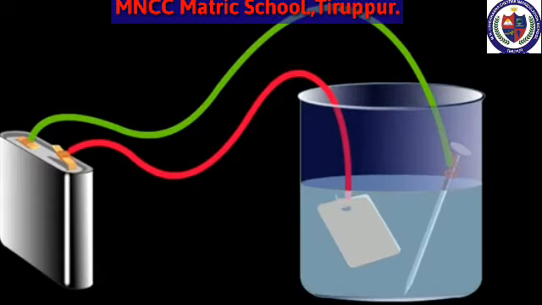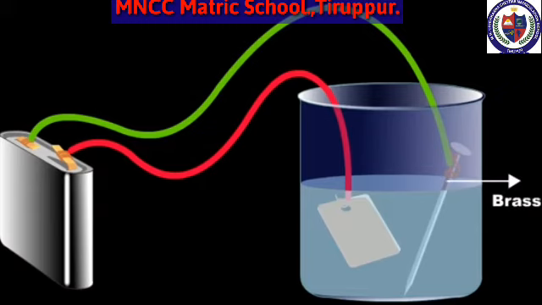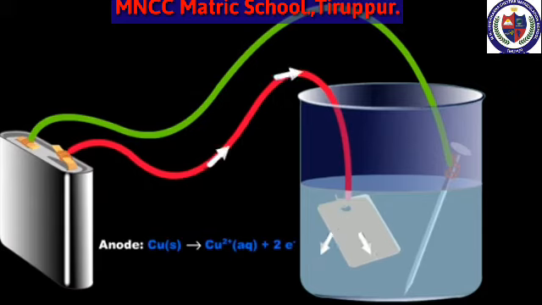What is happening? Here the anode is the copper strip, the electrolyte is the copper sulfate solution, and the cathode is the brass nail. On passing electric current, the copper strip anode loses copper ions Cu2+. Cu(s) gives Cu2+(aq) plus 2 electrons.